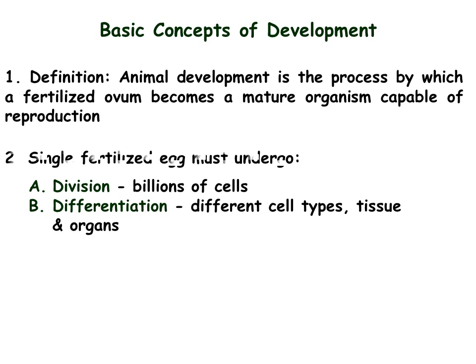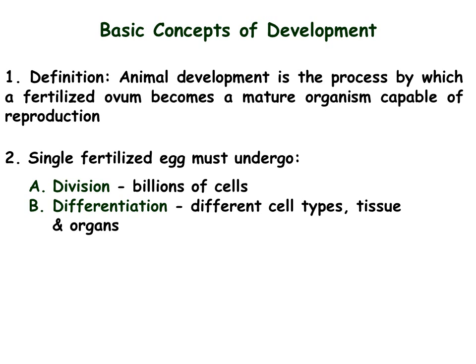So, basic concepts of development are as follows. First of all, definition. Animal development, we are animals, is the process by which a fertilized ovum becomes a mature organism capable of reproduction. Now, a single fertilized egg, in order for that to happen, must undergo division. So we go from one cell to billions of cells.